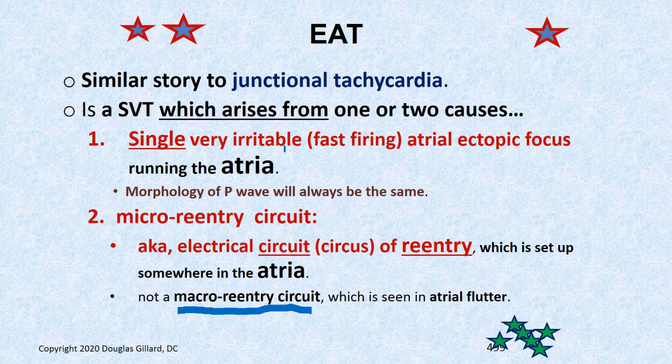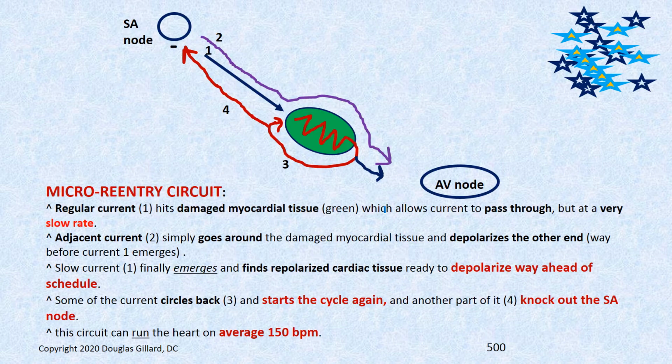So it's either a single ectopic focus, a wild hair, a mischievous cardiac cell, or it could be this weird micro reentry circuit which is caused by some type of injury. So this is an important slide, an important concept of how this micro reentry circuit is set up, and it's very similar to how a macro reentry circuit is set up. But step one is the SA node sparks an action potential.